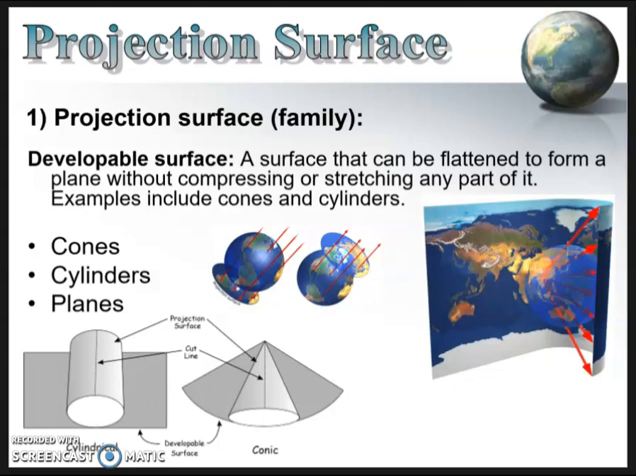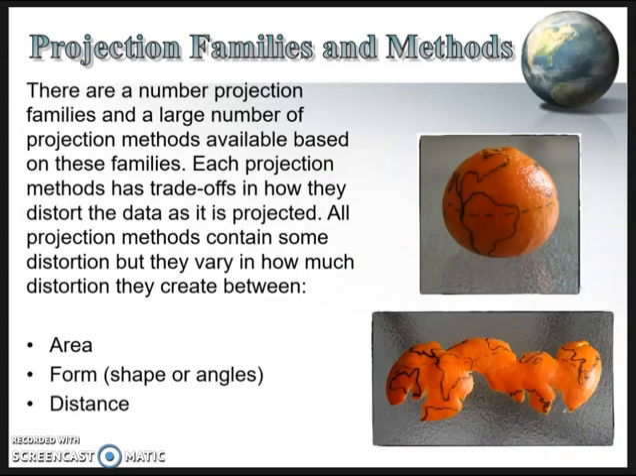For example, you can cut a straight line along the side of a cone. While this breaks the continuity of the surface, you can lay it flat. You can also cut a cylinder and lay it flat in the same way. There are a number of projection families and a large number of projection methods available based on these families. Each projection method has trade-offs in how they distort the data as it is projected. All projection methods contain some distortion, but they vary in how much distortion they create between area, form, and distance.